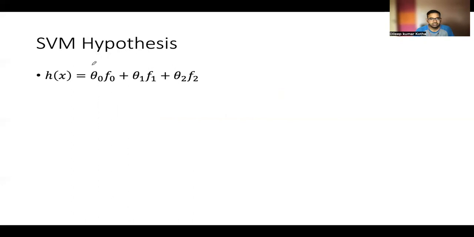The SVM hypothesis looks like this: theta 0 f0, theta 1 f1, and theta 2 f2. As you can see, whatever features we are taking in this hypothesis, these are not the input features. These are calculated features. Similar to neural networks, here also we have calculated features. So how do we calculate these features? Let's look at them.